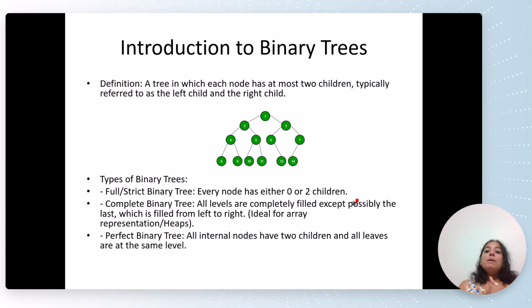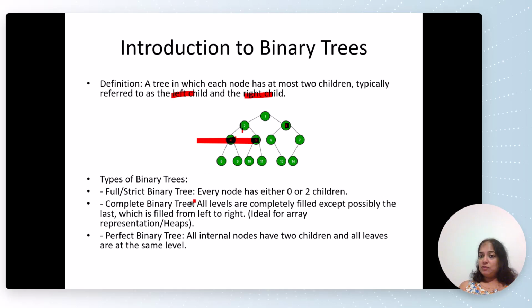Then we move on to the binary tree. If in a tree, each node can have at most two children, either 0, 1 or 2, then it is called a binary tree. Since it can have at most two children, we call them the left child and right child. So 2 is the left child, 3 is the right child of node 1. 4 is the left child of 2, 5 is the right child of 2.